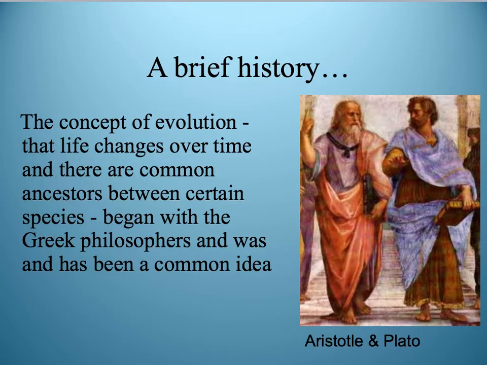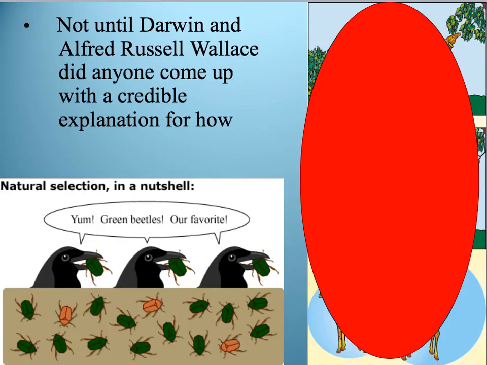So a quick history here, the concept of evolution, that life changes over time and that there must be some type of common ancestors between certain species. This began a long time ago with the Greek philosophers. I put Aristotle and Plato up there for you. And this has been a common idea. The idea of evolution has also kind of evolved over time to what we have now. For some reason, you can't see this particular pictures over here, but it was not until Charles Darwin and Alfred Russel Wallace did anyone come up with a credible explanation for evolution.